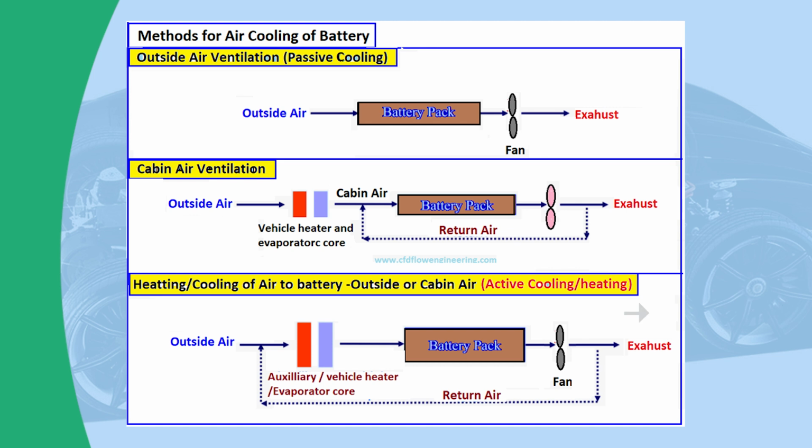Now, the difference between the two is that in the direct air cooling method, the outside air is directly given. So, there is no mixture of cabin air or any temperature core being considered, whereas in the active cooling it is being considered. And the next one is liquid cooling.